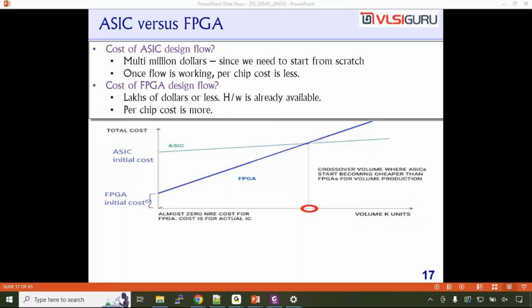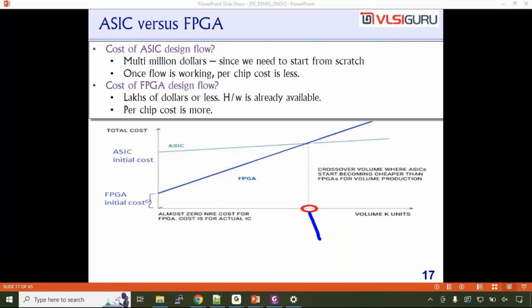In case of FPGA, the initial investment is less. But the per chip cost is high, so it is very slanted. Whereas in ASIC, the initial investment is high, but the per chip cost will be less. Because of that, you see it's like this. Do you see that difference?